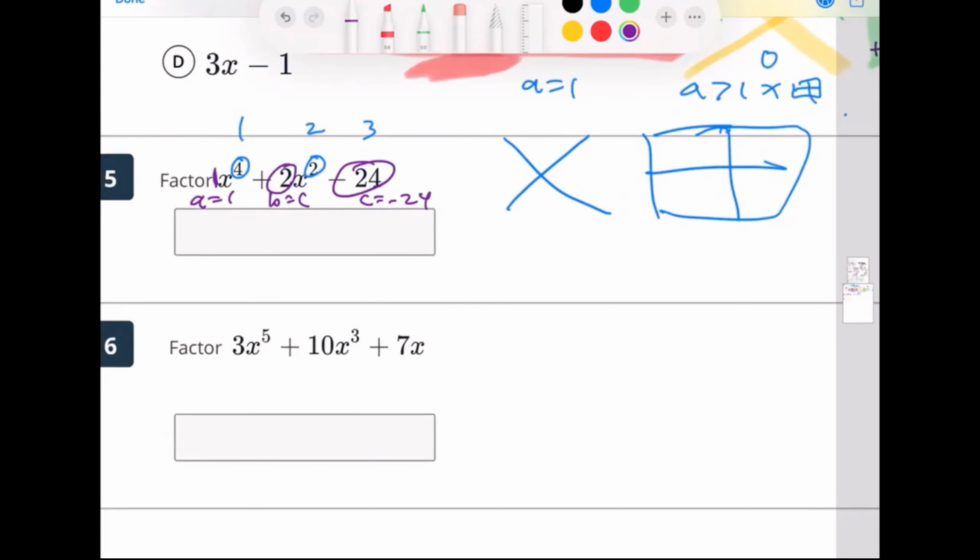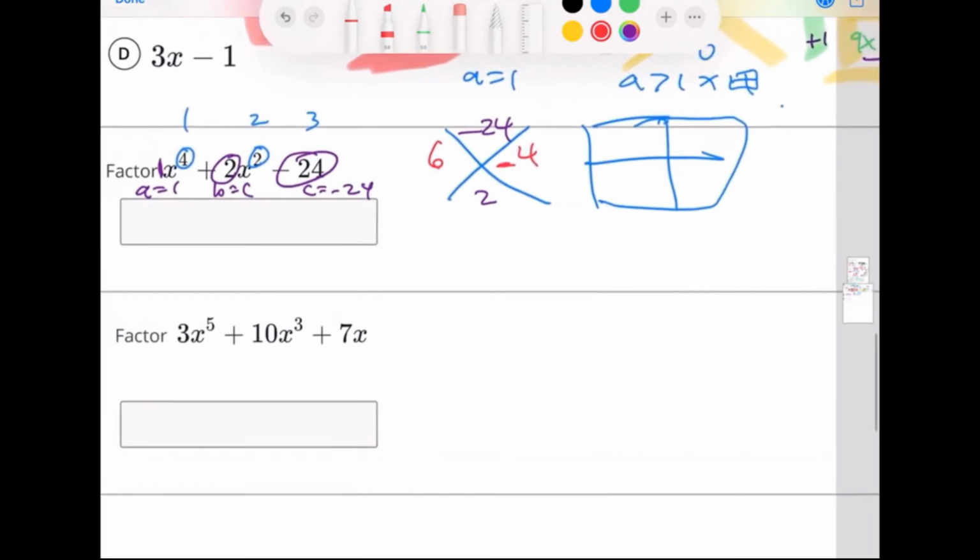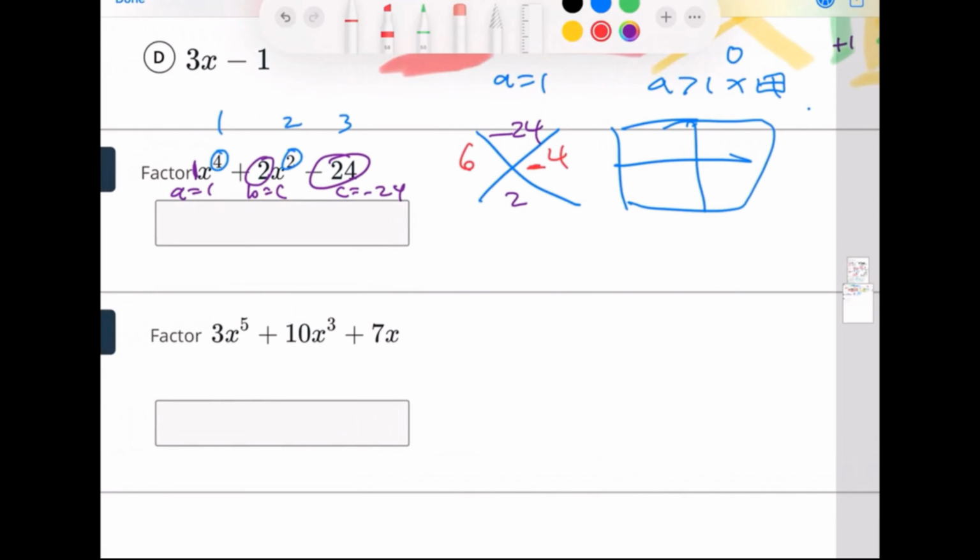So a times c is negative 24, b value is 2. What are the two numbers that multiply to be negative 24, but add to be 2? I'm thinking of 6 and 4, and this one will be a negative. Okay, remember those numbers in red. I'm going to use this in the box. We don't have to, but the red is splitting this term, so I have to add an x squared. 6x squared minus 4x squared gives you a 2x squared. And then top left, we're going to put always the a term, and the c term always goes in the bottom right.